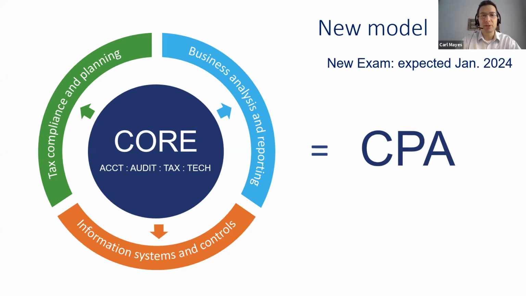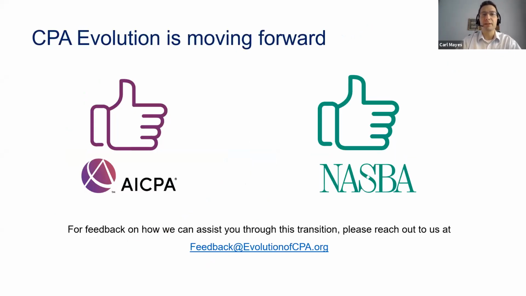Like I mentioned, lots of additional information is available on our website. But the good news is CPA Evolution is moving forward. AICPA's Governing Council overwhelmingly voted to advance the initiative, and NASBA's board of directors did the same. We really are in implementation mode now, building out the new exam and helping academia through events like this. If you're seeing things as you go through the transition process, I encourage you to reach out to feedback@evolutionofcpa.org. I personally read every one of those emails, and we're always interested in your feedback.